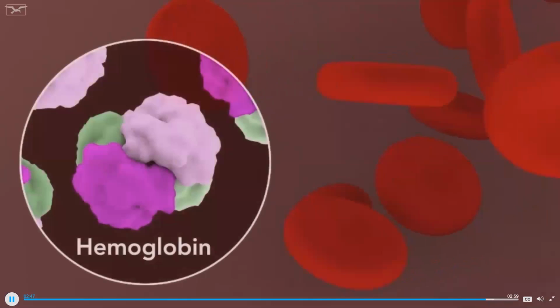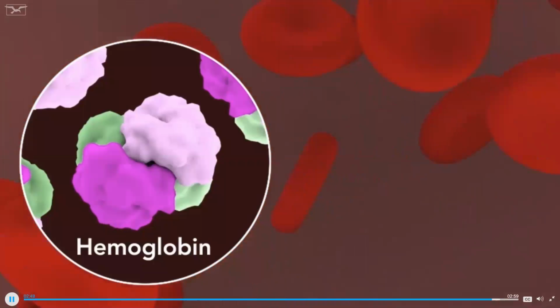The multiple modes of hemoglobin regulation ensure that oxygen is efficiently delivered to tissues. Hemoglobin also serves as a classic example of how protein structure mediates protein function.